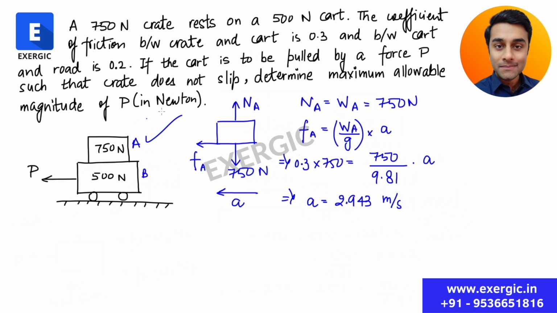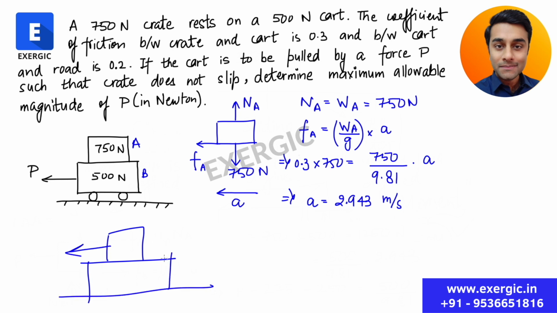Actually, only that case we have to consider, that the crate does not slip. The crate stays together with the cart. They move as a single body. That is what the question is telling you. In the first case, even though they were not moving relative to each other, this was trying to move in some other direction when there was a pulley, and this was trying to move in some other direction. They were not moving as a single body, right? But in this case, they are moving as a single body.